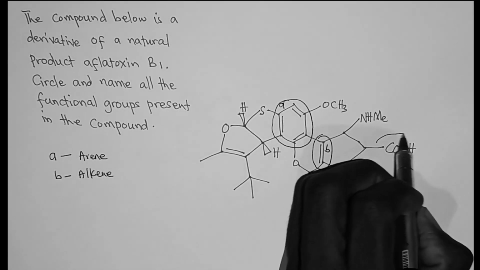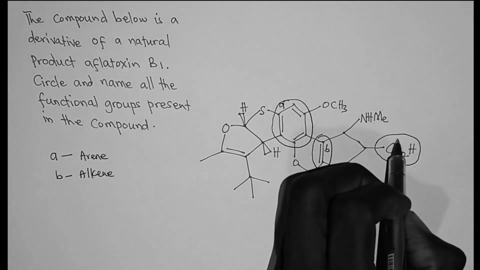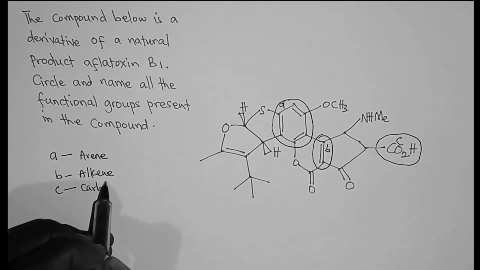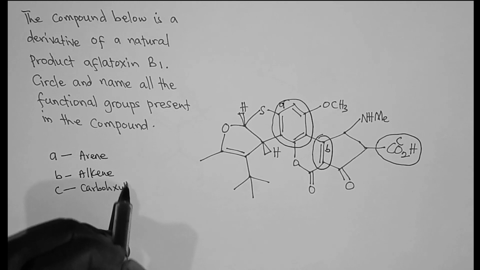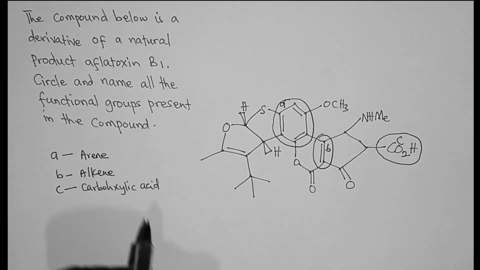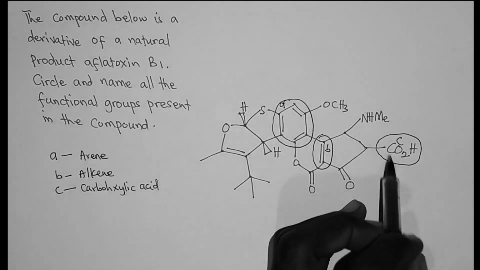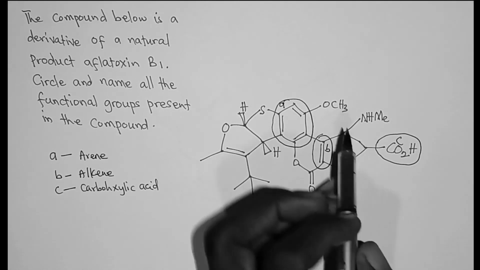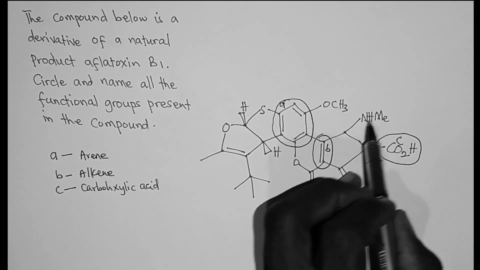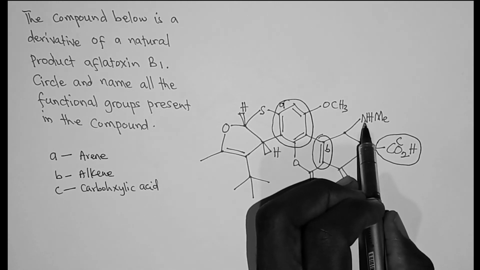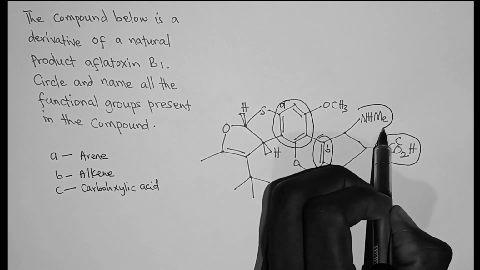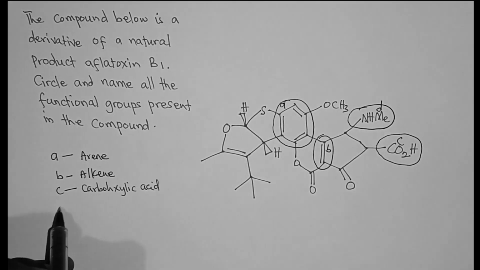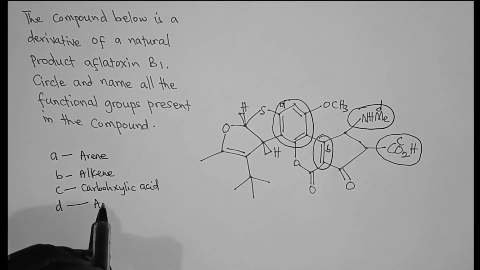Then you have a carboxylic acid also here. So C is a carboxylic acid. Then apart from a carboxylic acid, you see carbon bonded to nitrogen. So this is a methyl group. It is bonded to a nitrogen, and that is an amine group. So this is an amine. So let's say that is D. D is an amine group.